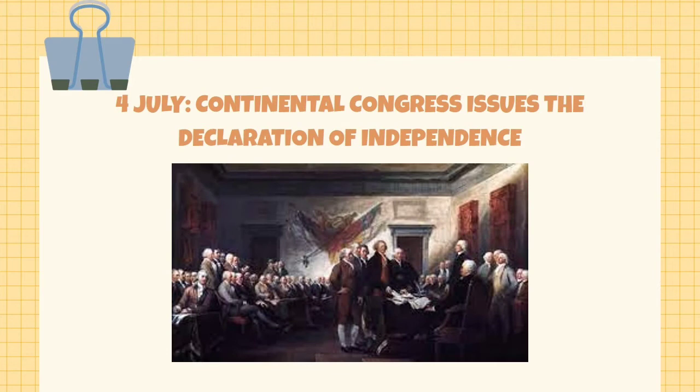In July 4, Continental Congress issues the Declaration of Independence. By issuing the Declaration of Independence, adopted by the Continental Congress on July 4, 1776, the 13 American colonies severed their political connections to Great Britain. The Declaration summarized the colonies' motivation for seeking independence.